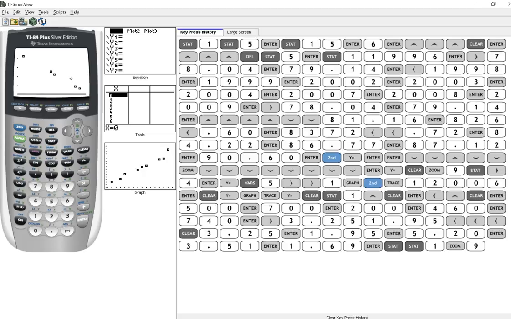So we go into Stat, Calc. It's a linear regression, so 4, enter. And there's our new equation. So it's y equals negative 0.0065x plus 6.5. We can go ahead and put that in our notes now.